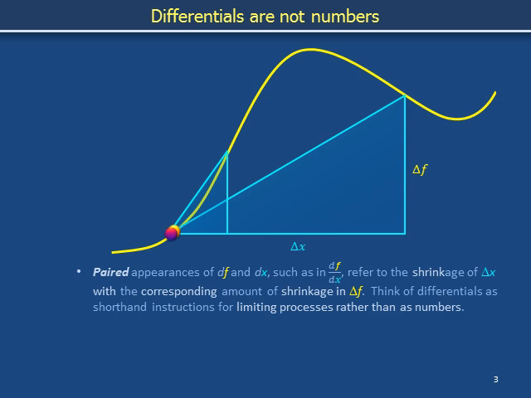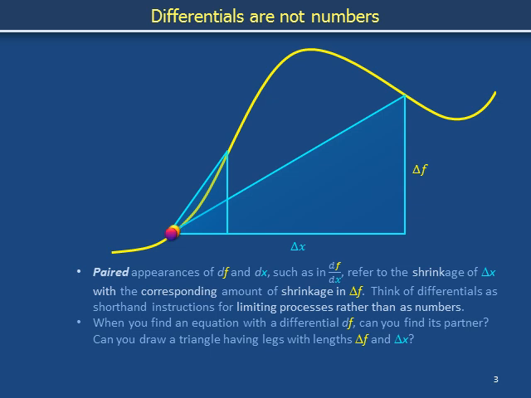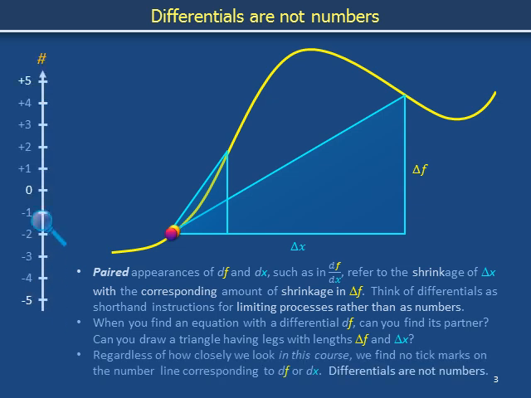The appearance of differentials in pairs helps us to keep in mind a notion of paired shrinkage of finite quantities. If you find a line of derivation in calculus apparently notating df on its own, then look around nearby for a corresponding symbol that looks like dx, or at least for an implied notion of paired shrinkage. Regardless of how closely we look, at least in this course, we find no tick marks on the number line corresponding to df or to dx. Differentials are not numbers.